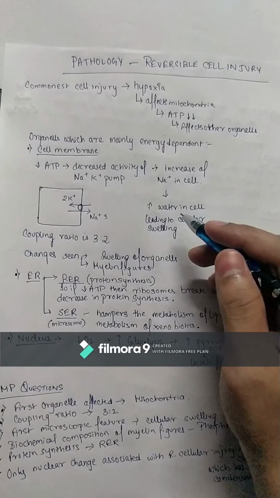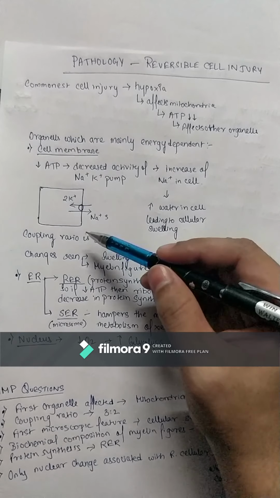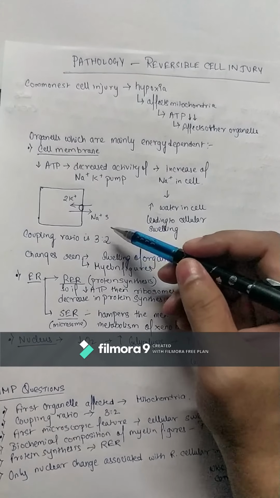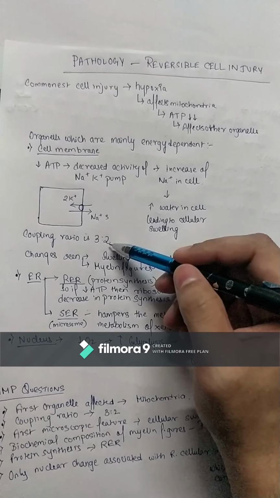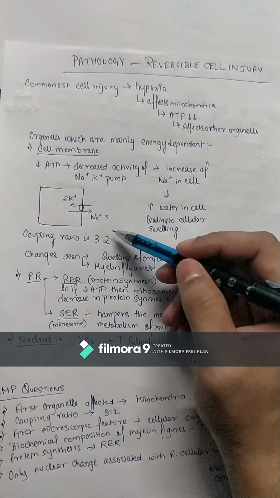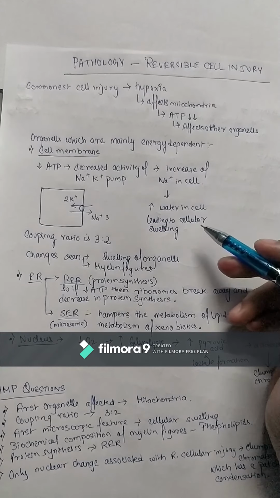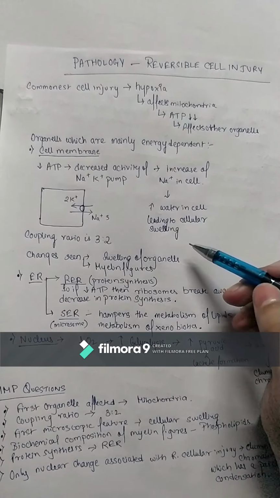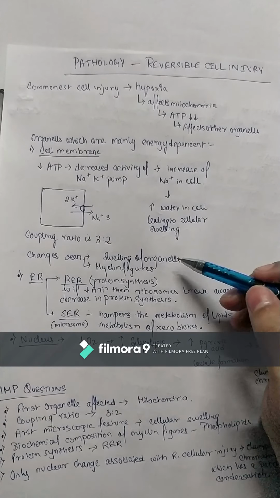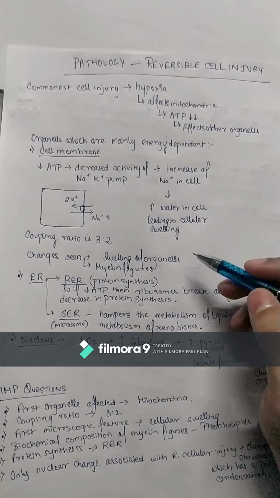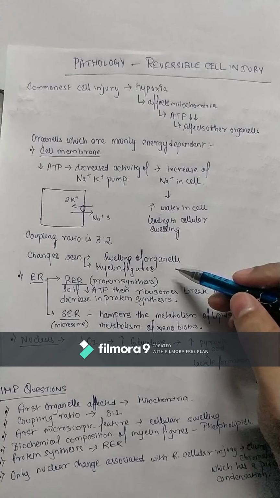Another important thing to keep in mind is that the coupling ratio of sodium and potassium is going to be 3:2, which is normally asked in the exam. You should keep it in mind. And the changes which we can see over here are the swelling of other organelles and myelin figures.